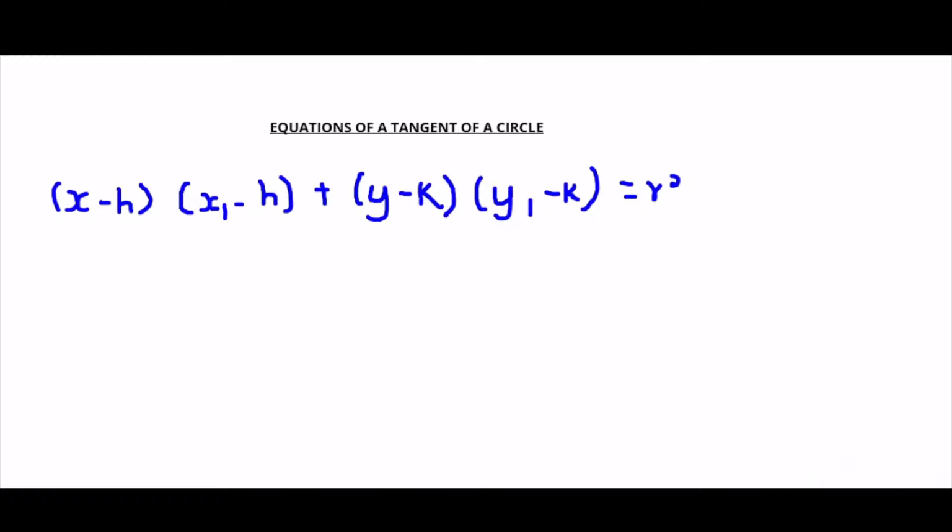When you want to find the equation of a tangent of a circle, we use this formula: (x - h)(x1 - h) + (y - k)(y1 - k) = r squared. Let's get into our first example and see how we use this formula in calculating the equation of a tangent of a circle.